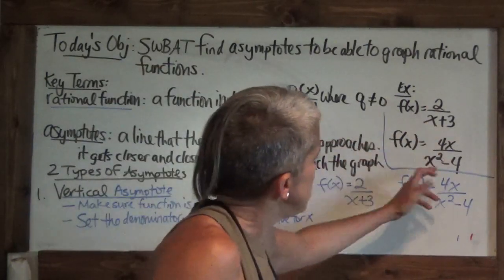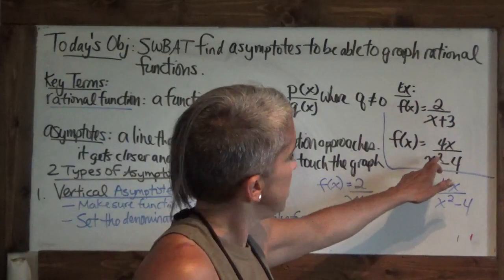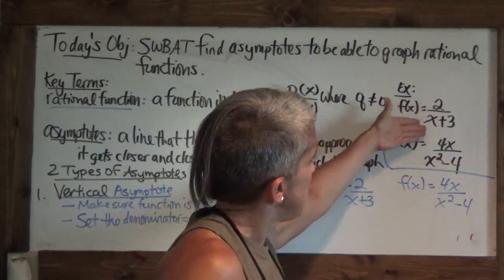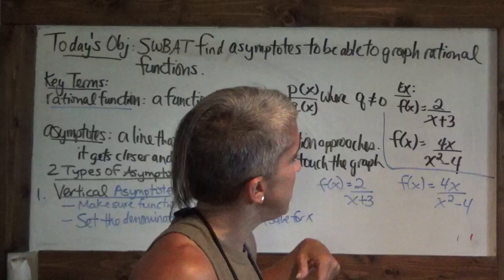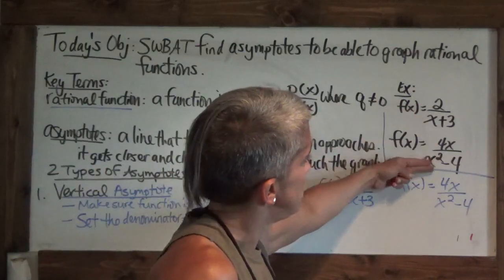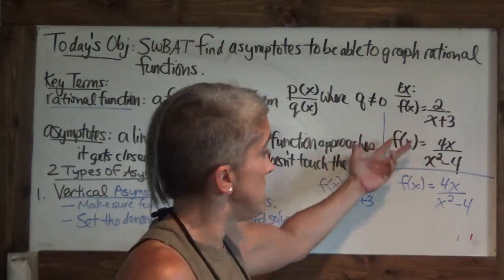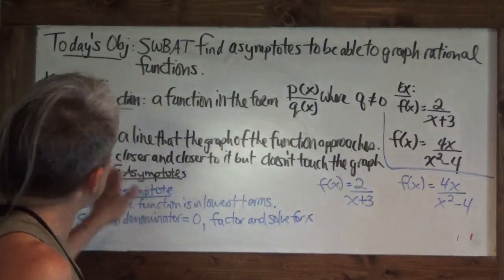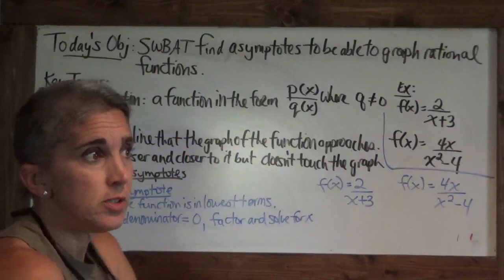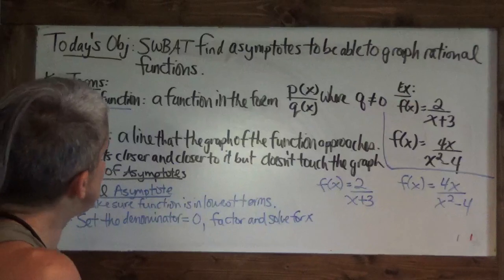Here are some examples. So it's basically a fraction. And if you notice, we have polynomials in the top and in the bottom. But this is what a rational function is. So we're going to be graphing these. And to be able to graph these, we need to be able to find our asymptotes. Now I know last year you did find asymptotes.